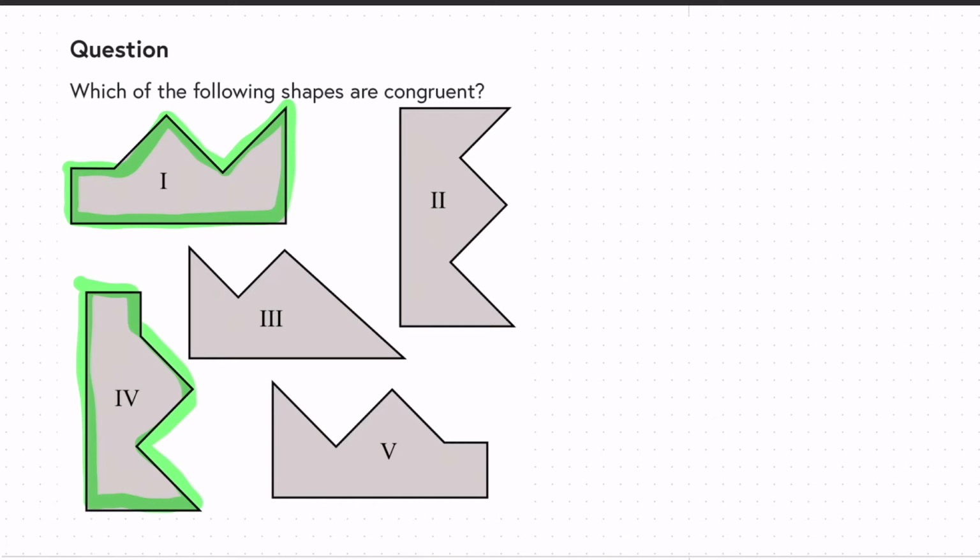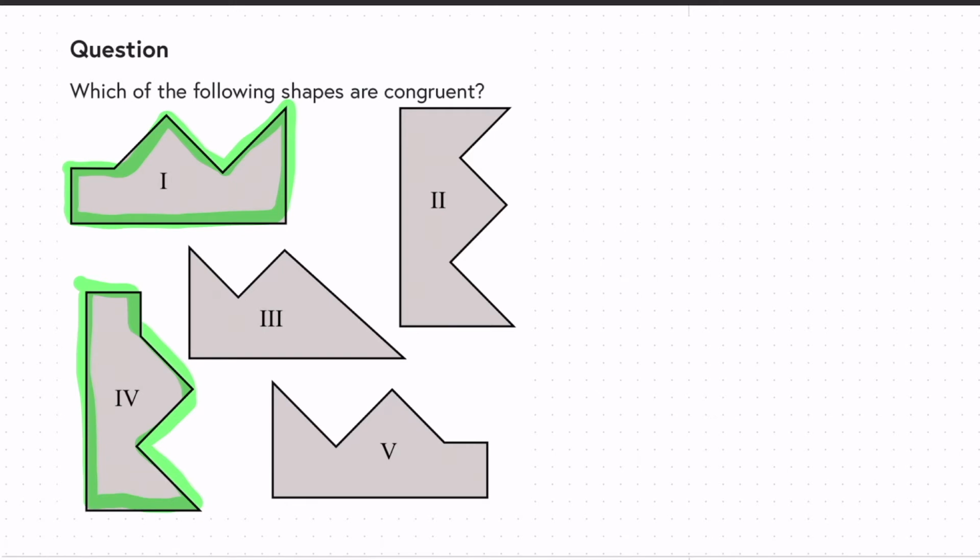Now I'm going to look for some other shapes. We can see with 2, right, 2 kind of goes up like this, right, and 1 doesn't do that. So 1 and 2 are not congruent. And we can see with 3 as well, right, what does 3 do? Well, it comes straight down. So 1 and 3 aren't congruent.